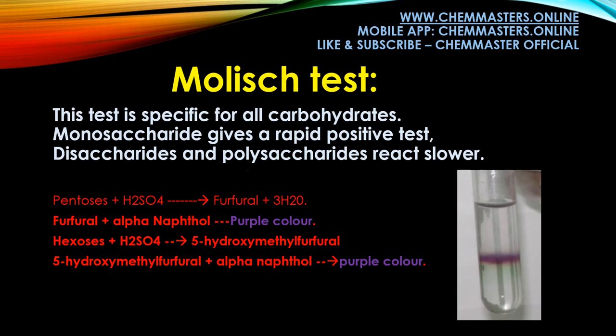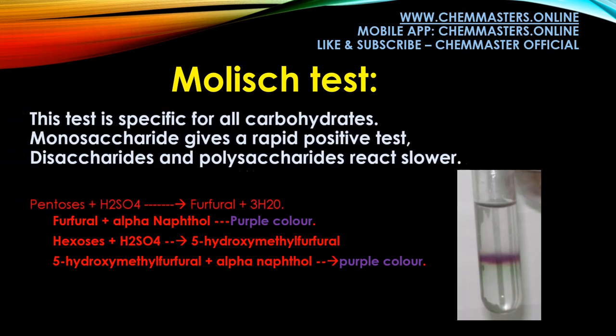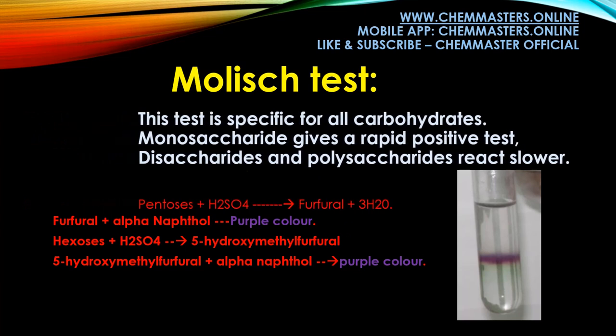Here monosaccharides give a rapid positive test, while disaccharides and polysaccharides react slower. Do you know the reason? The simple reason is that disaccharides and polysaccharides get hydrolyzed first, then they can react with Molisch reagent. So that's why disaccharides and polysaccharides react slower.